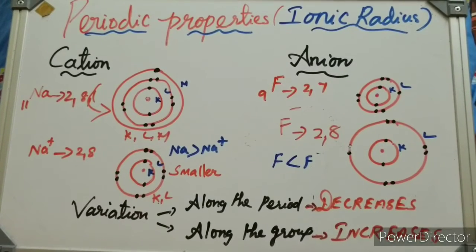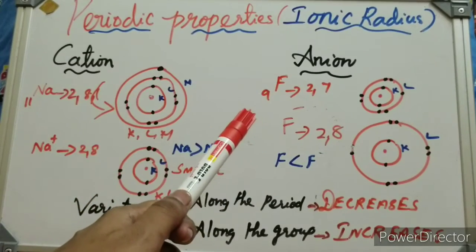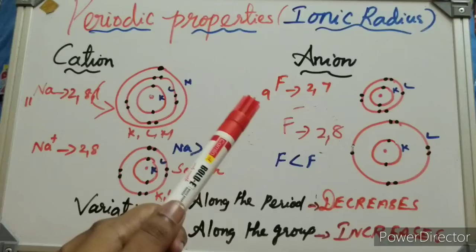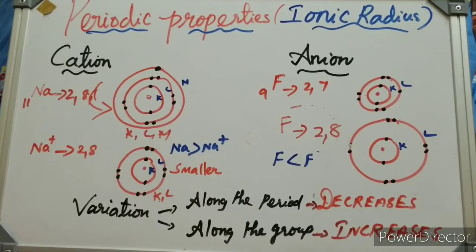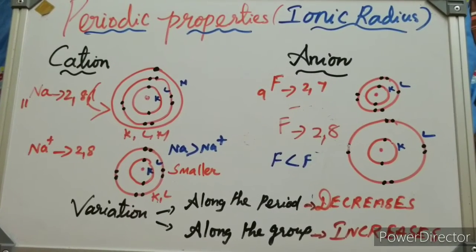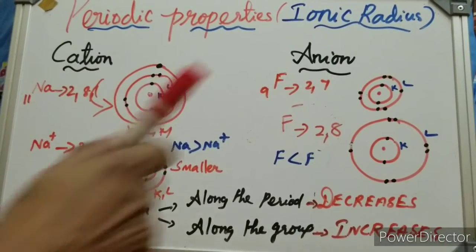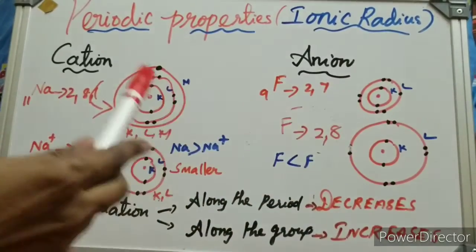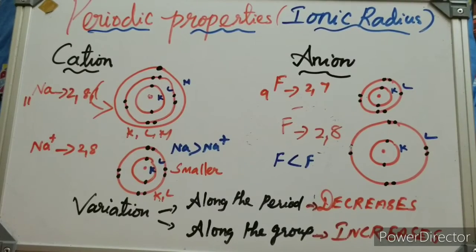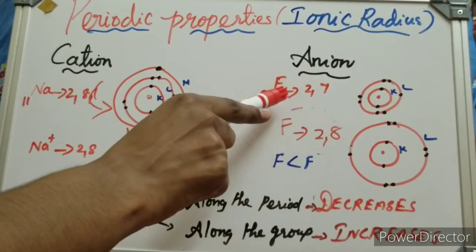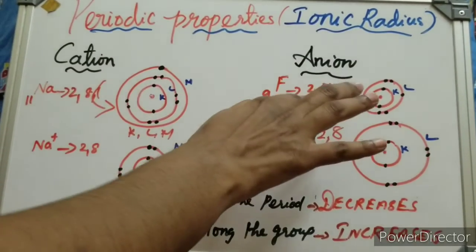So what about the anion? I consider one example, fluorine. Fluorine's atomic number is 9, so fluorine contains 9 electrons and 9 protons. The electronic configuration of fluorine is 2 and 7: 2 in the K shell, 7 in the L shell. So how many electrons does fluorine need? 1 electron to attain stability. So fluorine readily gains 1 electron. Due to gaining the electron, the neutral fluorine atom changes into F minus, that is the anion.